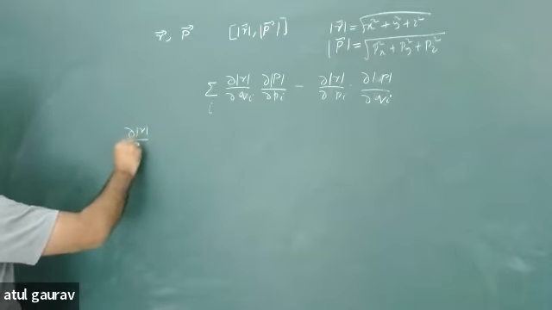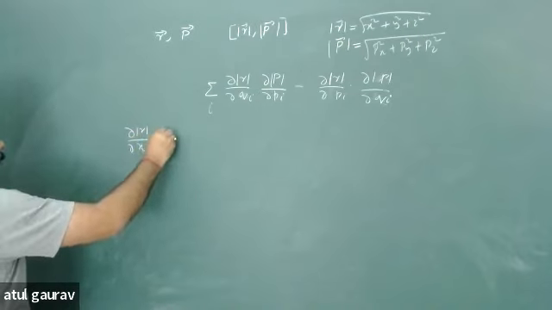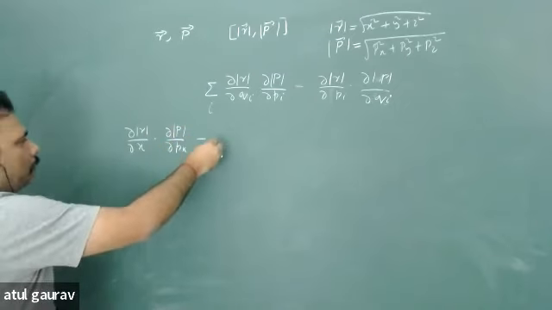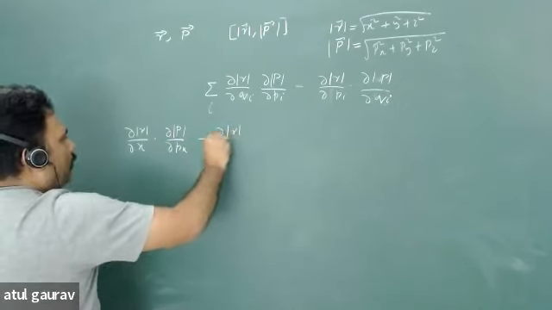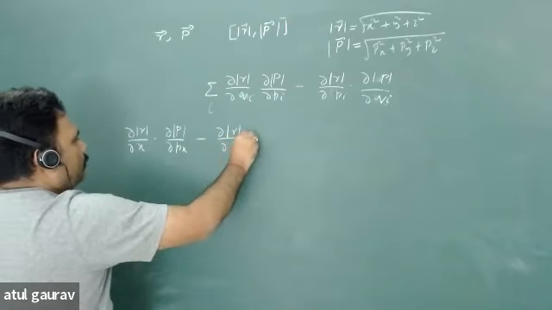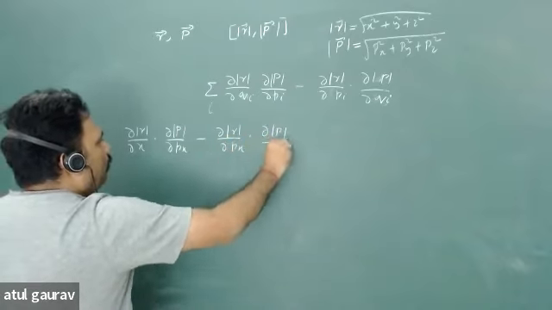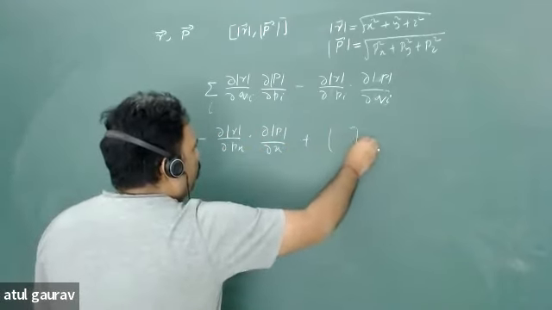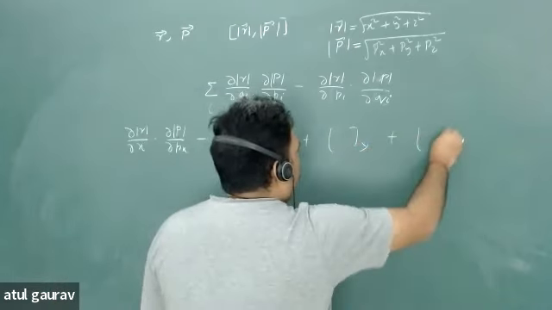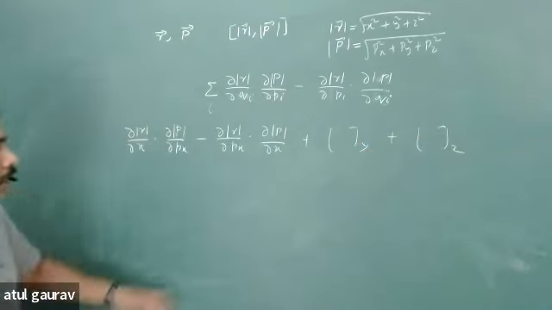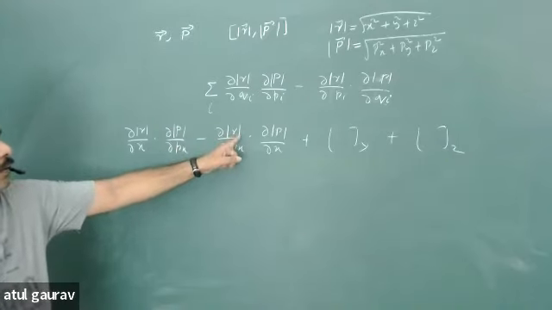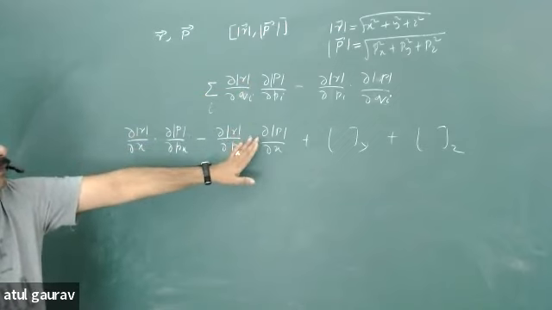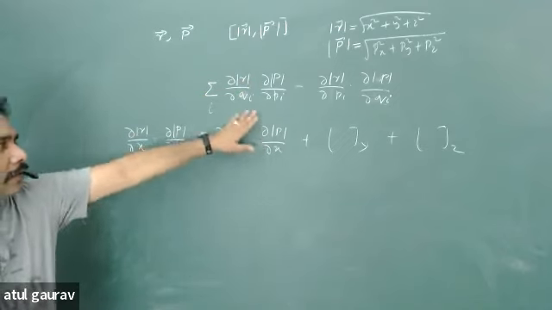So del mod R upon del X, del mod P upon del Px minus del mod R upon del Px, del mod P upon del X. And similarly, we will go for Y, and similarly, we will go for Z. So this part is 0, isn't it? R is only function of X and P is only function of Px, Py, Pz. So this part is 0.